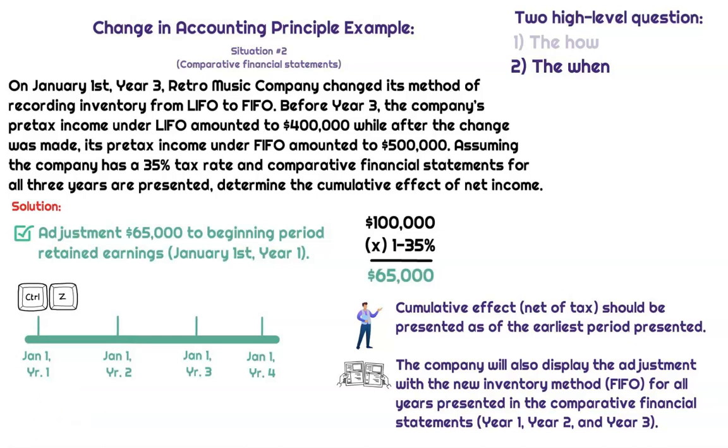All right, but something else that we mentioned that is sneaky important to note when it comes to changes in accounting principle with comparative financial statements is that we need to show the impact to every single financial statement presented. Okay, so the company would also display the adjustment with the new inventory method of FIFO for all of the years presented. So that would be the impacts to year 1, the impacts to year 2, and the impact to year 3. All right, but most importantly, the adjustment would be made as of January 1st, year 1, beginning retained earnings of the earliest period presented.